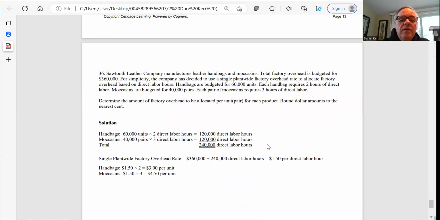And then the last one here, determine the amount of factory overhead allocated per unit for each product, rounding dollars to the nearest cent. All right. So for the overhead rate that we come up with, we've got to get the total number of direct labor hours. We had 60,000 units of handbags. They take 2 hours to make. So there's 120,000 direct labor hours. Moccasins, we made 40,000 pairs. They take 3 hours to make. So there's 120,000. So my total direct labor hours is 240,000.